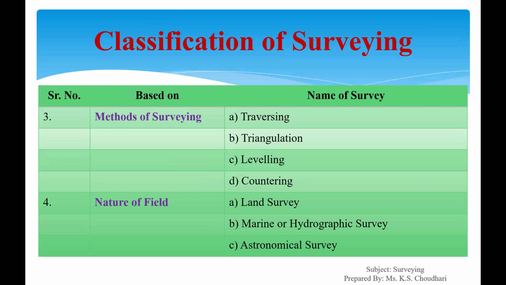The next one, based upon the nature of field, land survey. To establish the property boundaries and prepare land for construction and subdivide it into smaller plots, this survey is used. Marine or hydrographic survey. It is used to do survey of underwater bodies. Astronomical survey. It determines the absolute location of any point with respect to heavenly bodies.